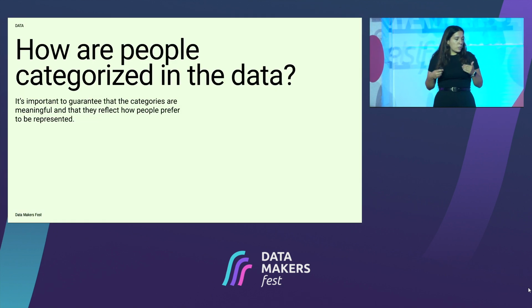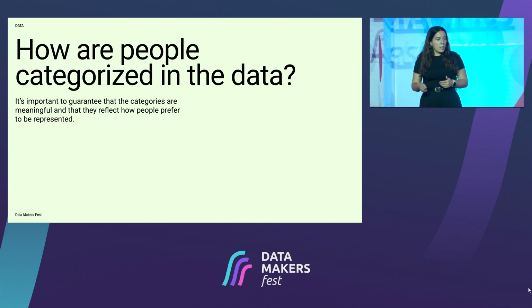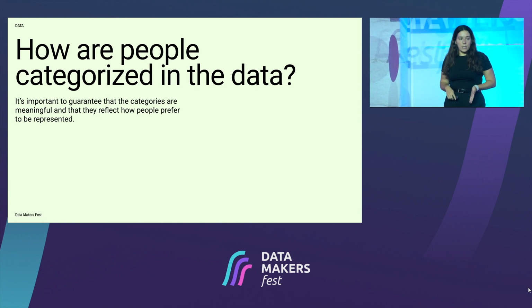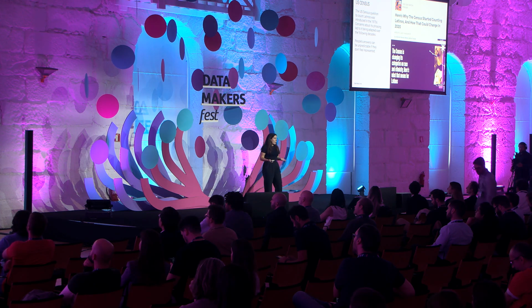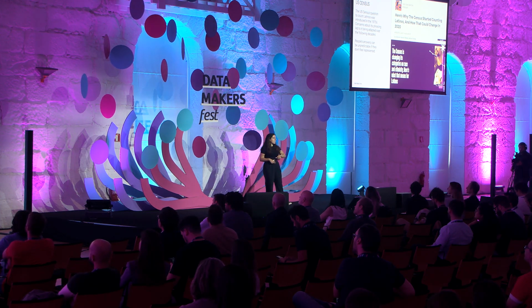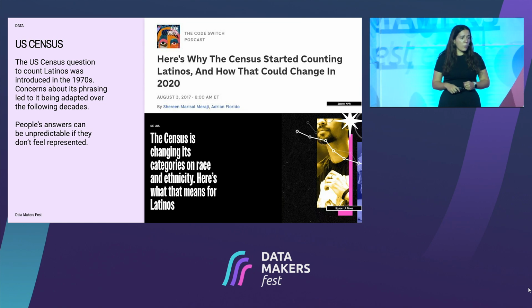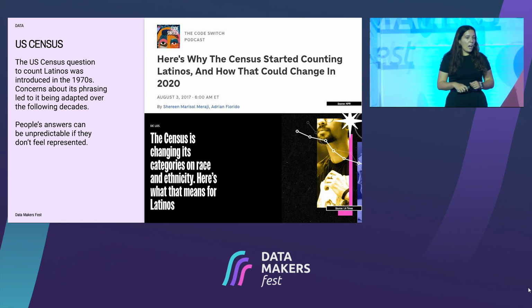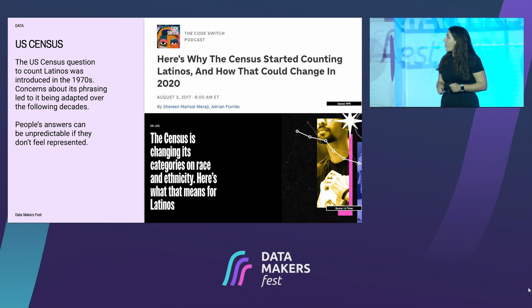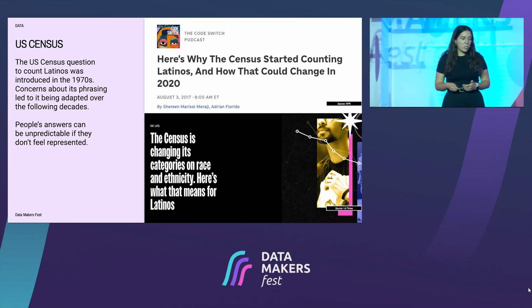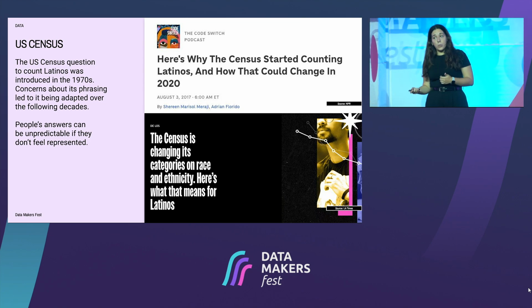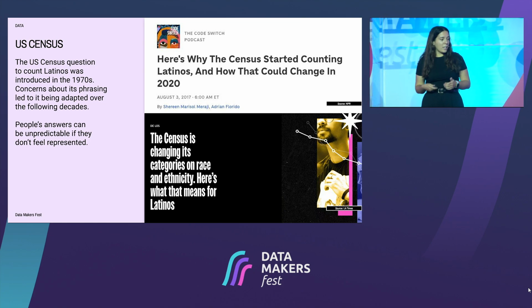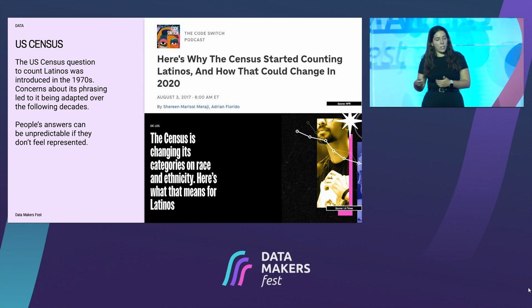The second point regards how people are categorized in the data. It's important to guarantee that categories are meaningful and that they reflect how people want to be represented. And this is so important that it can have unexpected impacts. I wanted to bring this example from the US Census. When the US Census started to make an effort to count the Latino population in the 1970s, things didn't go very well from the beginning. They presented the question in ways that people who were supposed to answer were not sure which categories to choose, and so the population today is thought to be undercounted.